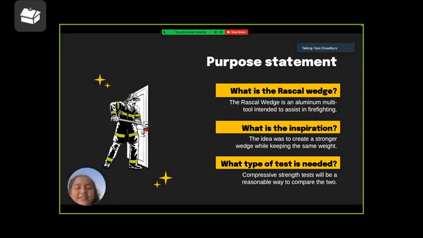The Rascal Wedge has a similar weight to a wooden wedge with more functionality added to it, as it can be used as a multi-tool during fire situations, and it can go up in the firefighter's headgear to assist them in fire situations.